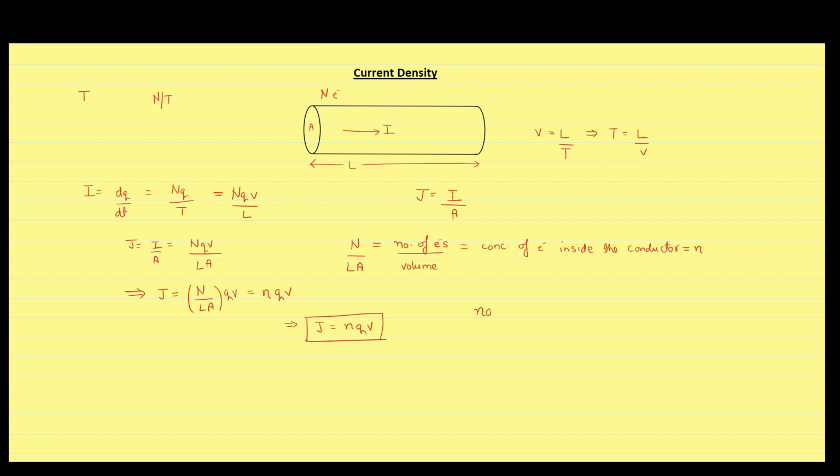Also, n into q is sometimes referred to as rho, which is charge density, where n is the density or the concentration of electrons inside the conductor and q is the charge on an electron.